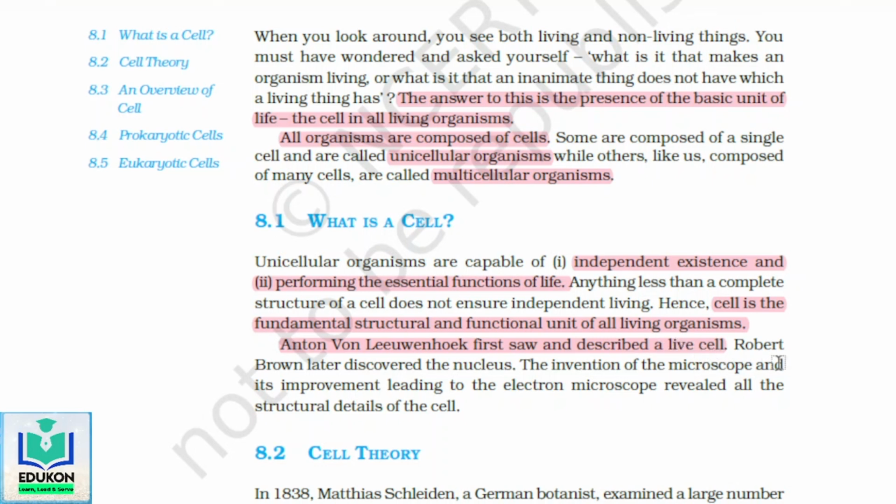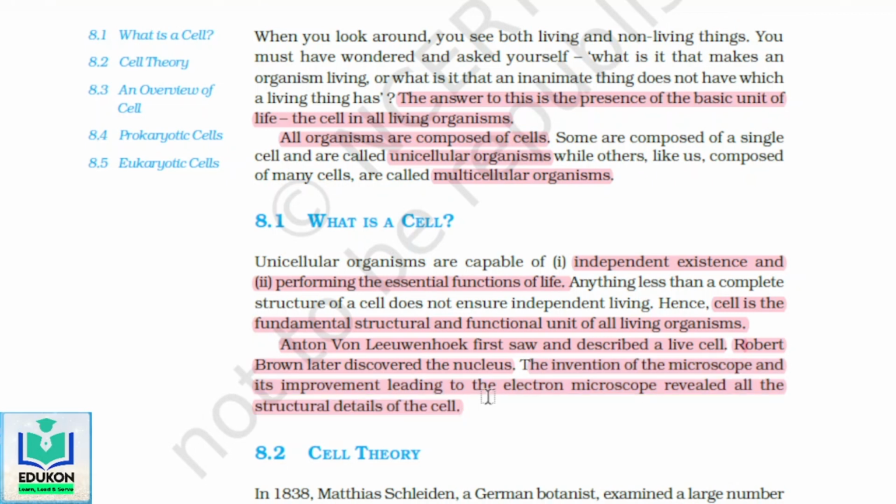Remember that. Later on, Robert Brown discovered the nucleus. So, who discovered the live cell? Anton von Leeuwenhoek, and Robert Brown later discovered the nucleus. The invention of the microscope and its improvements leading to the electron microscope revealed all the structural details of the cell.